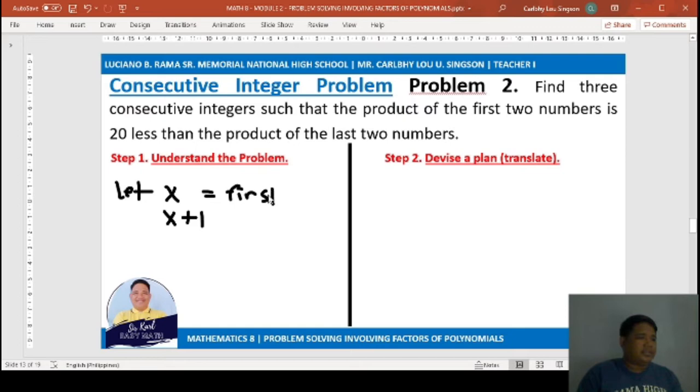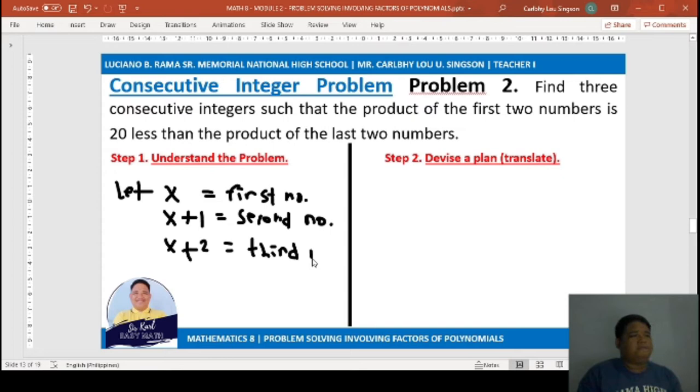x plus 1 would be the second number, please bear with my handwriting, and x plus 2 as the third integer. So the 3 consecutive integers that we are going to find, we denote as x, the first integer, x plus 1, since they are just consecutive, and then x plus 2 for the third integer. So our 3 integers are x, x plus 1, the second, and x plus 2, the third integer.